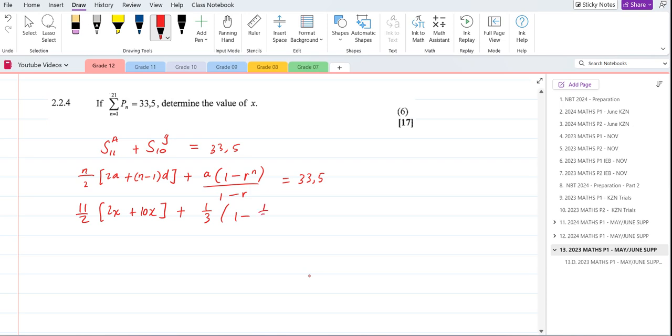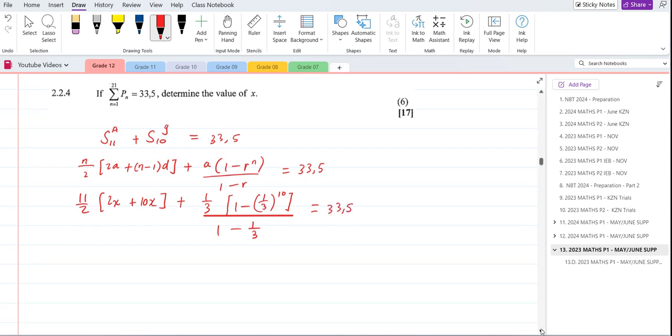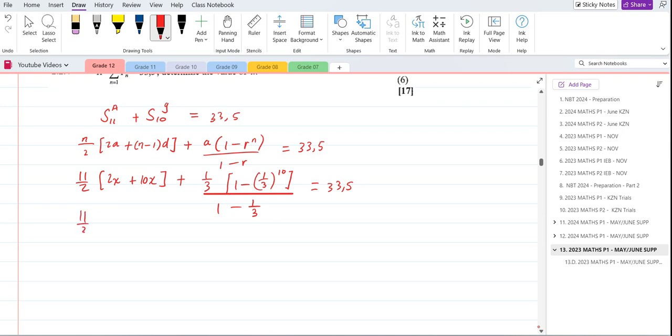So 1 minus 1/3 to the power 10, right, because there are 10 terms. Let's make this a square bracket. And we're going to divide it by 1 minus 1/3, and that's equal to 33.5. Now we can simplify the first one. You can say that's 11 over 2 into 14x plus 1/3. We're going to work out the value of this entire thing.